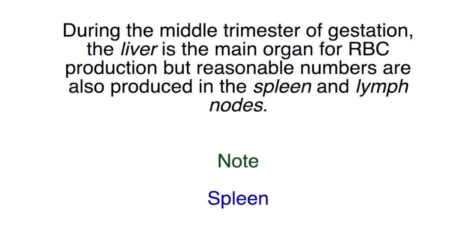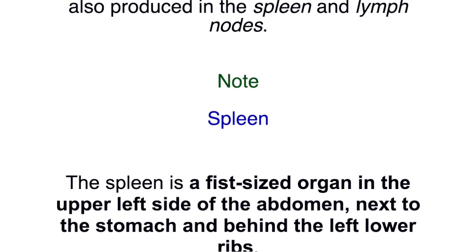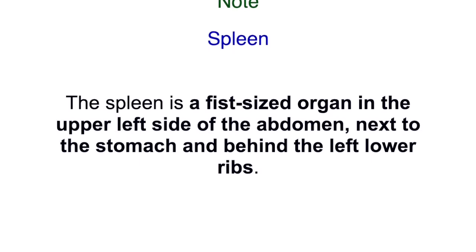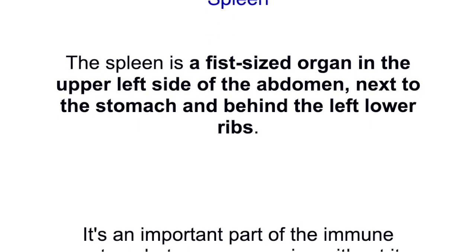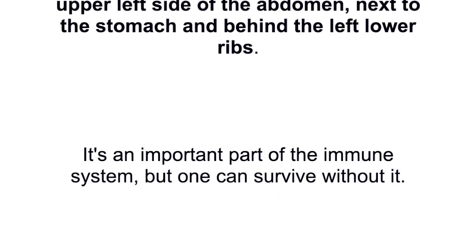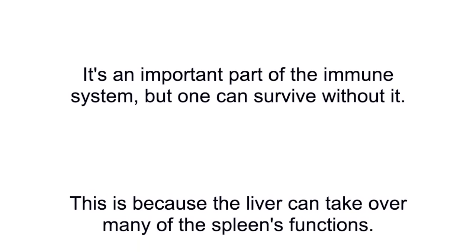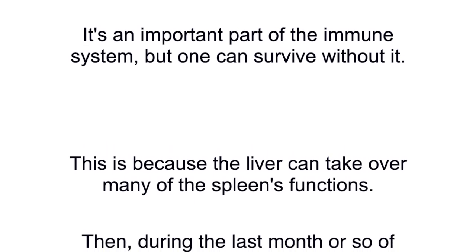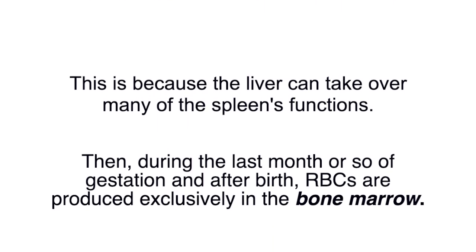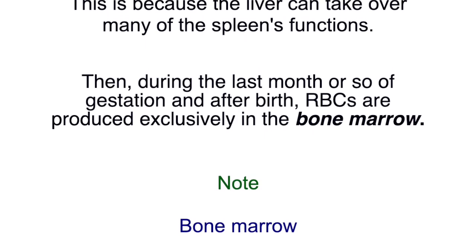Note: spleen is a fist-sized organ in the upper left side of the abdomen, next to the stomach and behind the left lower ribs. It's an important part of the immune system, but one can survive without it. This is because the liver can take over many of the spleen's functions. Then, during the last month or so of gestation and after birth, RBCs are produced exclusively in the bone marrow.